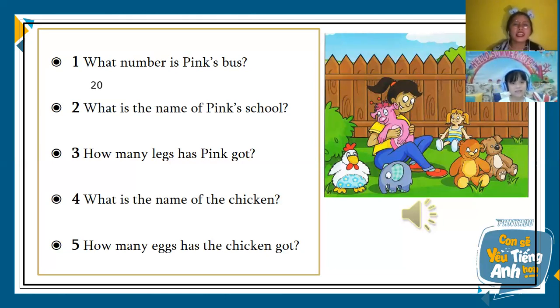How about, what is the name of Pink's school? Okay, what's the name of Pink's school? That is... Oh, no. And now what? You still remember? Yes, and you remember. Okay. Number three. How many legs has Pink got? Oh, what is your answer?